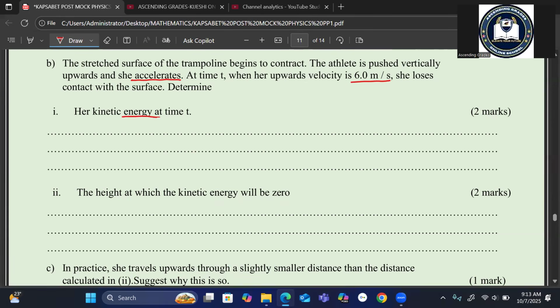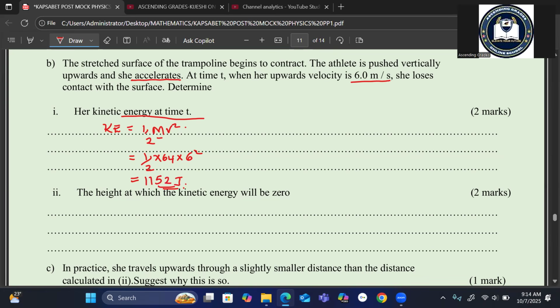Determine her kinetic energy at time t. Remember, kinetic energy is given by half mv squared. In this case, we have the mass of the athlete, which is 64, and we have been given the velocity at which she is moving. So half times 64 times 6 squared, and from computation, we get 1152 joules as our kinetic energy.